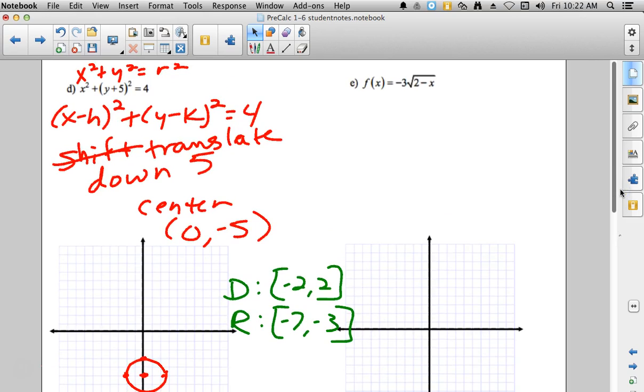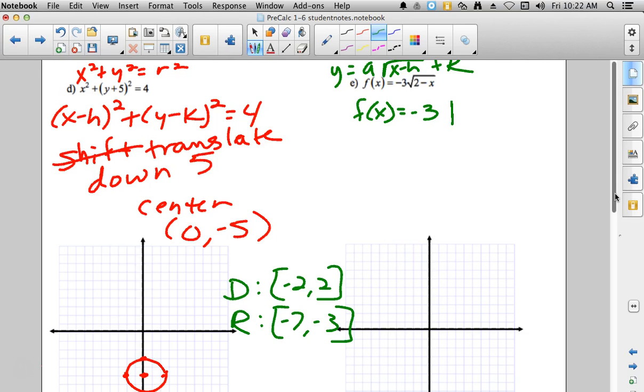Alrighty, there are some issues in this one. What's the first one? Negative. Yeah, we can't leave that there. And that has to be the first thing we take care of. So what do we say about this little bugger right here? What did that negative do? Reflect over the y-axis.